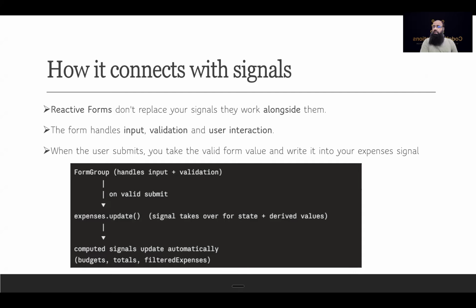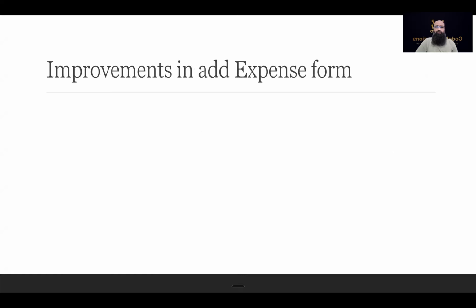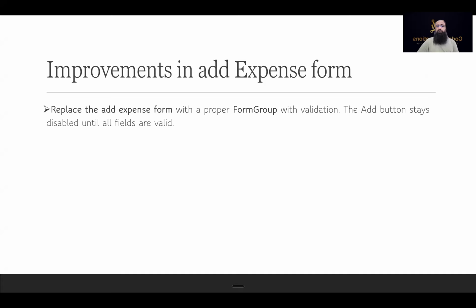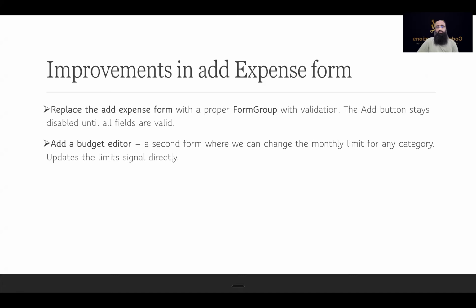And in case there are any computed signals, which we created in our previous video, those computed signals are again updated automatically. So what are the improvements we are going to make in the expense form? We are going to replace the add expense form with a proper form group with validation. And one more thing, the add button stays disabled until all fields are filled.